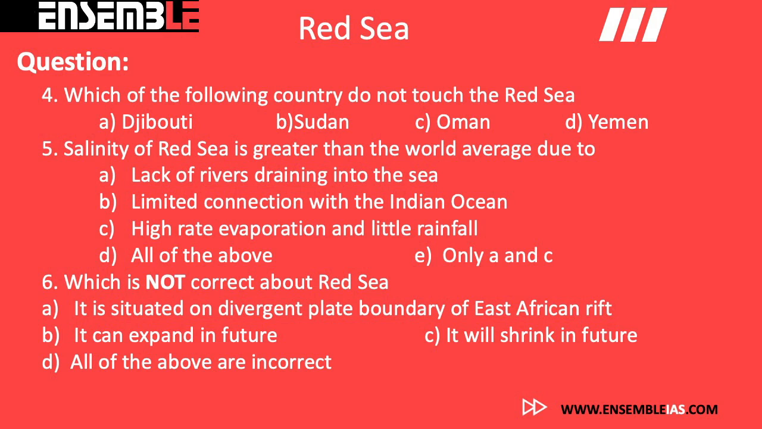E. Only A and C. Sixth question can be: which is not correct about the Red Sea? A. It is situated on a divergent plate margin of the East African Rift, B. It can expand in future, C. It will shrink in future, D. All of the above are correct.